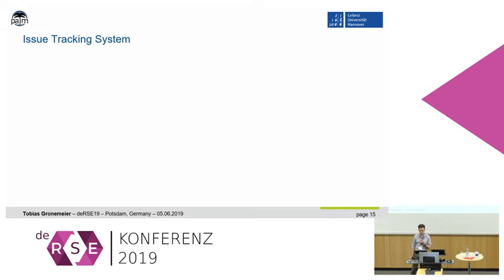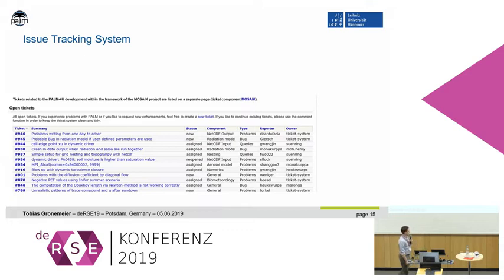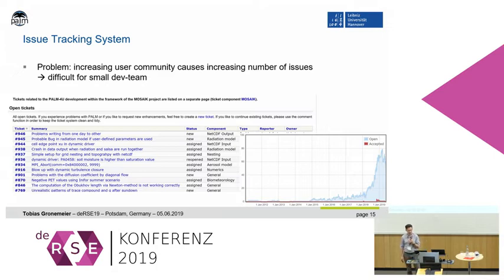Then we have an issue tracking system. On our website, when you log in as a user, you can submit an issue or a ticket, and then we try to figure out what the bug is, or if there's a bug, or if the user just doesn't know how to use the code, then we have to fix the documentation, of course. But then there's another problem. As PALM is getting more popular, the number of tickets is rising to quite a high number. And as we are a small development team, we have to try to keep up with the number of tickets.